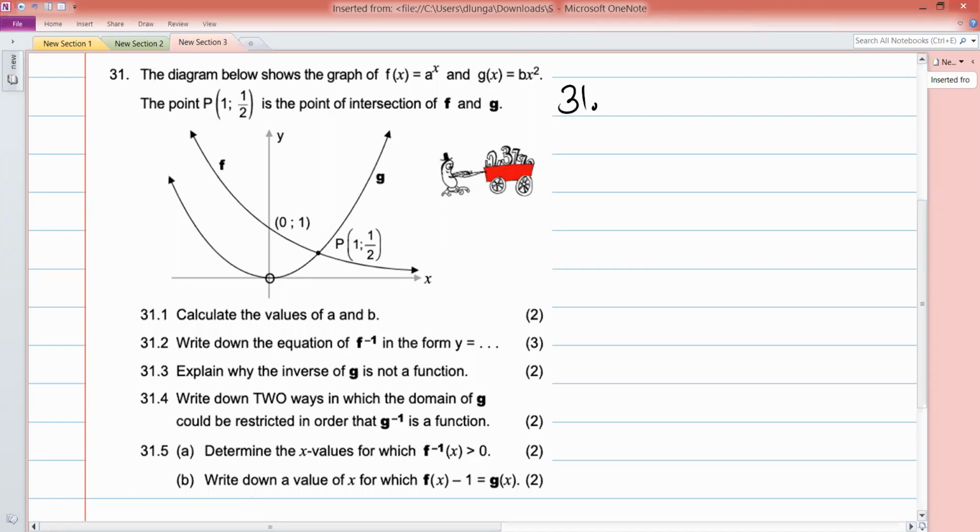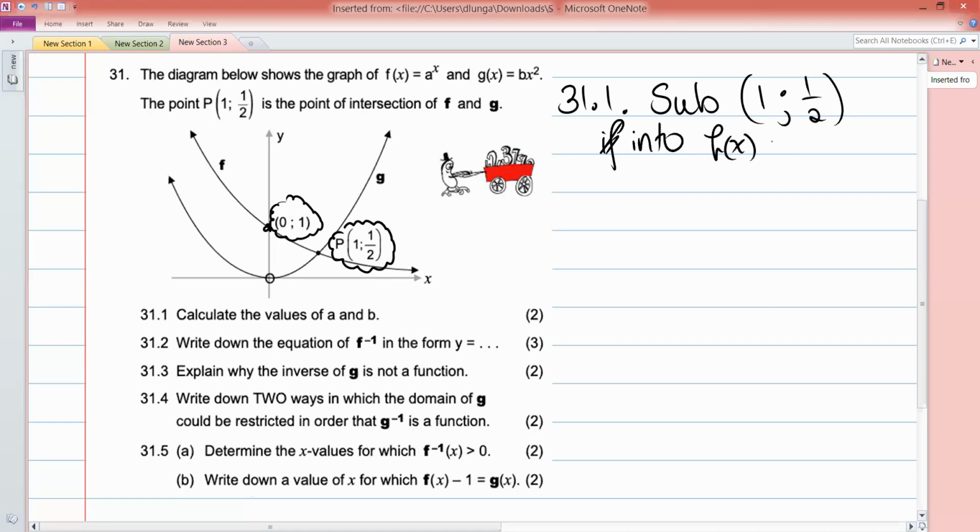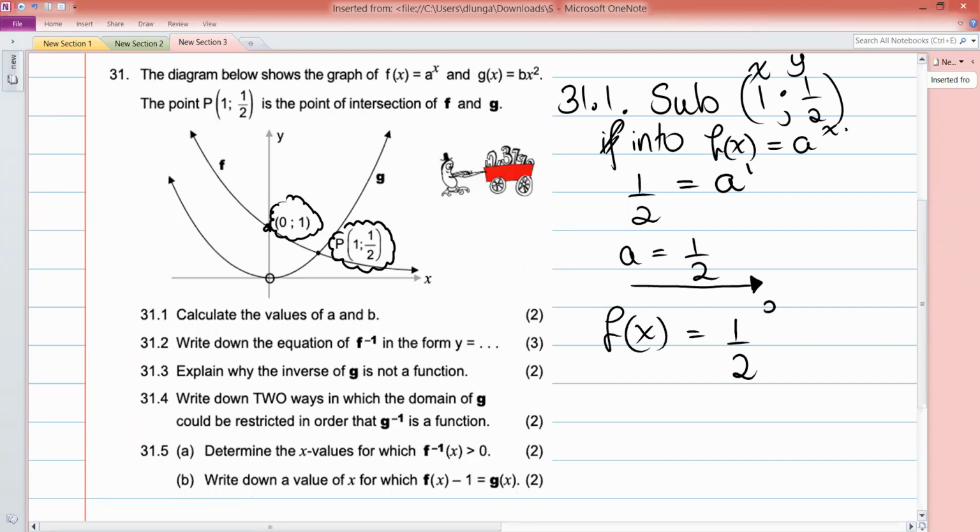So I want to work out that first question. Any idea what I should do to work out a and b? So they've given us on the f of x graph, we have 2 points that we can work with. We have the (0, 1), and we have this one. So you can sub in the point (1, 1/2) into f of x equals a to the power of x. Okay, so this is your x, this is your y. Right, 1/2 equals a to the power of 1. So straight away you can see that a is just equal to 1/2. Okay, so f of x is equal to 1/2 to the power of x.